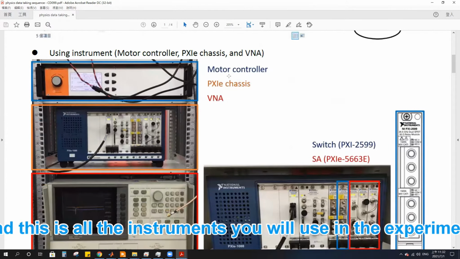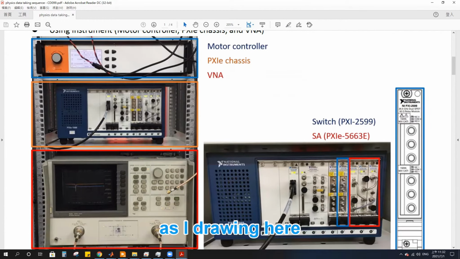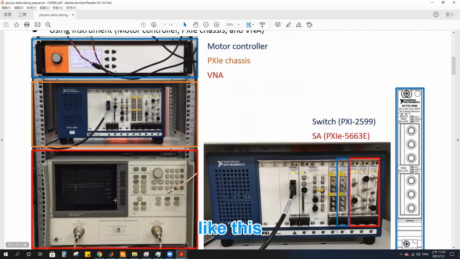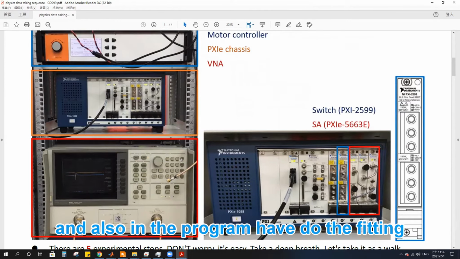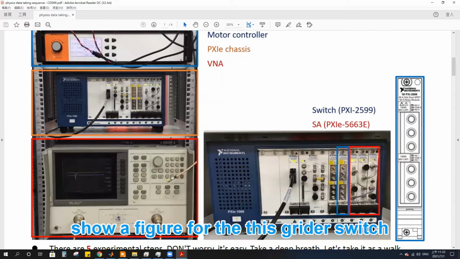And these are all the instruments you will use in the experiment. So the motor controller, we need it to tune the rod inside the cavity. The PXIe chassis, this part, includes a room temperature switch and also the signal analyzer, as I drew here. And last is the VNA, like this. It will help us to do the S22 measurement, and also in the program I do the fitting. So the parameters include all the parameters you need to use in the data taking. And I also zoom in to show a figure for this room temperature switch.